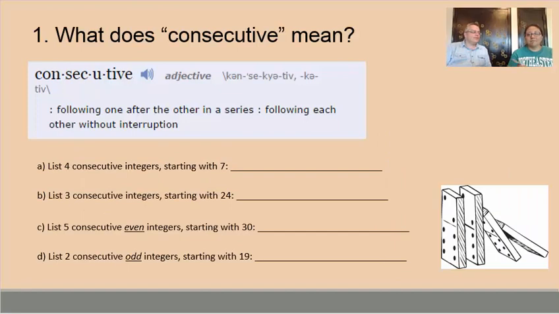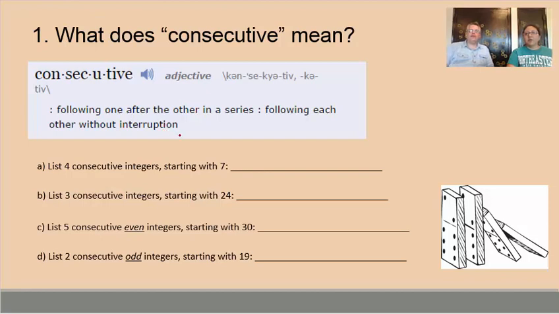So the first thing is, what does consecutive mean? From our definition here: following one after the other in a series, following each other without interruption. For me, consecutive just means following up from whatever number they give you and then continuing. So if like A, B, C, D, E, F, those are consecutive letters in the alphabet. Okay, so we'll start with our first example.